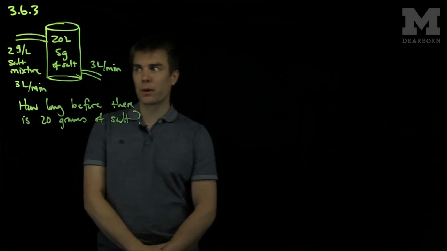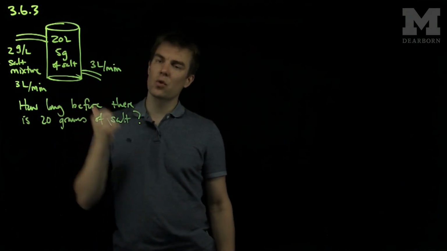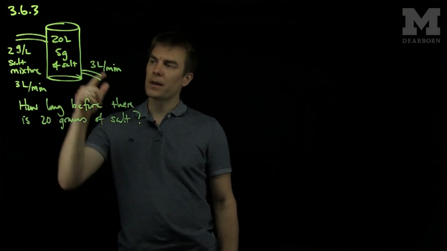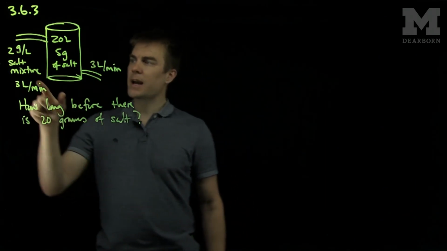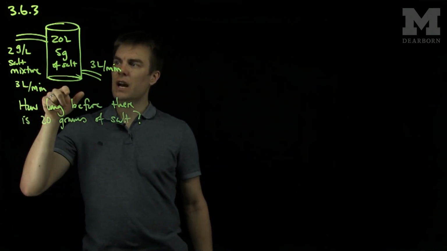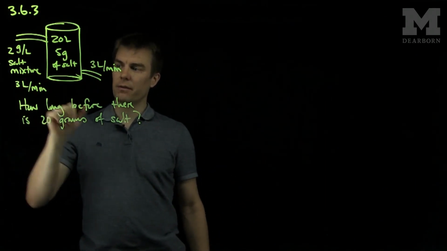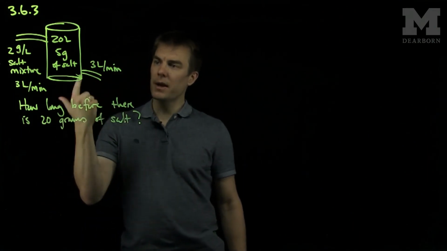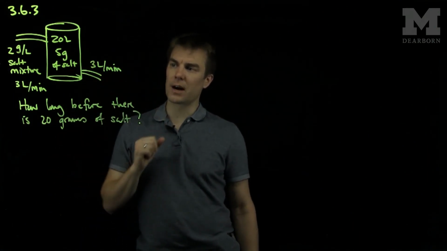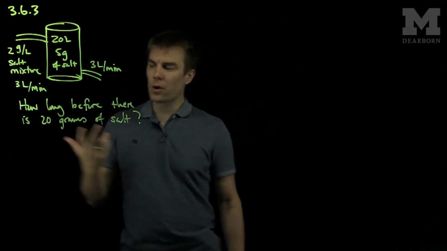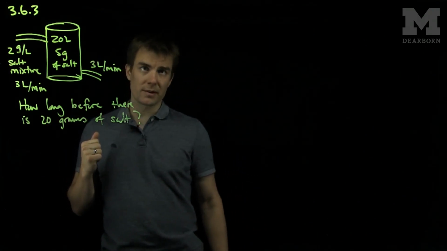Problem 3.6.3 gives us a tank that has 20 liters of water in it and 5 grams of salt. A concentration of 2 grams per liter of salt mixture is flowing in at a rate of 3 liters per minute. It is well mixed and the solution pours out at 3 liters per minute. We want to know how long before there's 20 grams of salt in the tank.